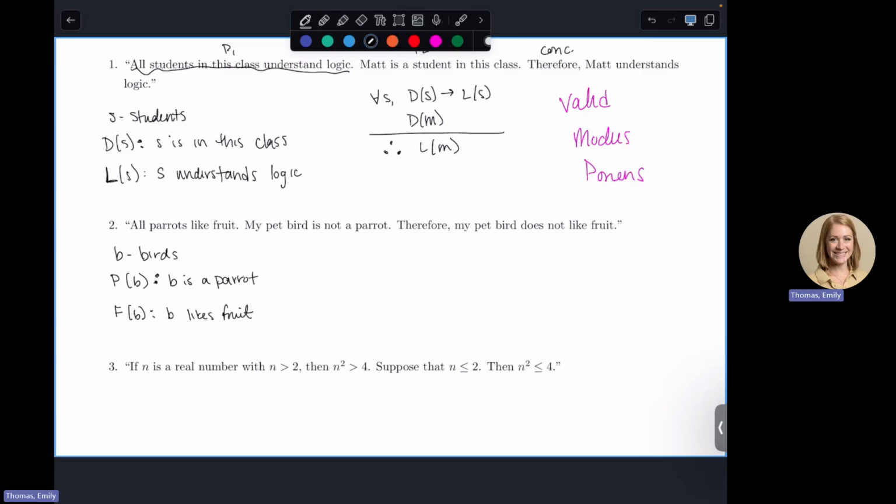It's kind of weird, right? Because you've got this sort of hidden thing happening with the birds in that first sentence. So the first sentence is a conditional statement. What is the conditional statement? If it's a parrot, it likes fruit. So for all birds, if B is a parrot, then B likes fruit.